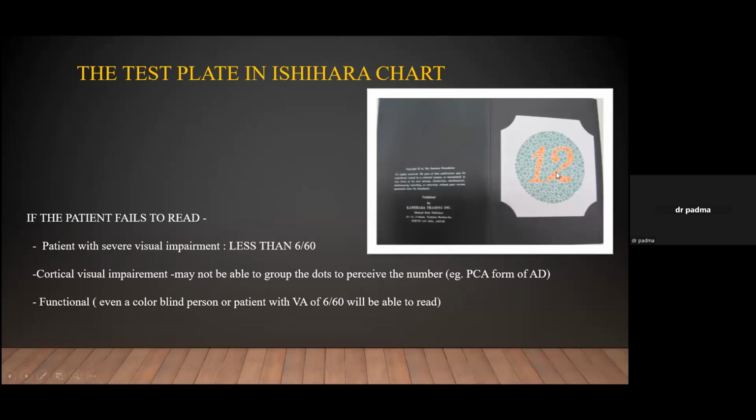If the patient fails to read this plate, then he might have a severe vision impairment of less than 6/60 or a dense central scotoma, or he may have a cortical visual impairment where he may not be able to group the dots to perceive the numbers, like in the posterior cortical atrophy form of dementia, or the patient may be malingering, because even a color blind person or a person with visual acuity of 6/60 will be able to read this first chart.